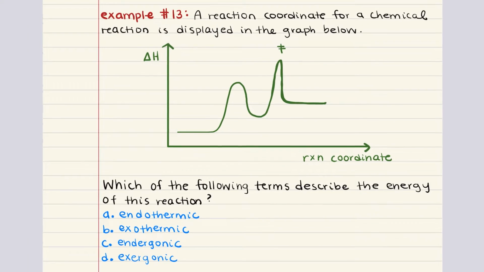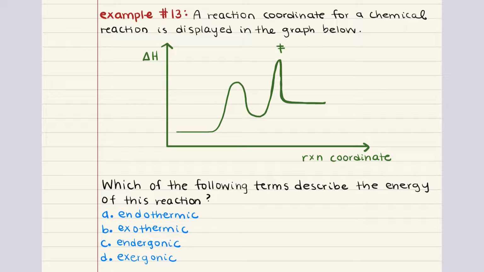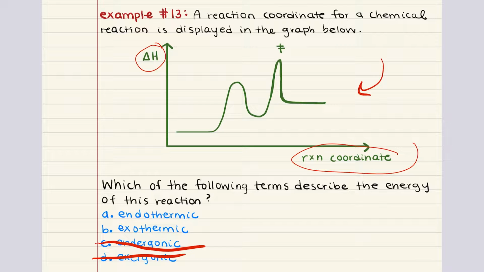Moving on to problem 13. Problem 13 says a reaction coordinate for a chemical reaction is displayed in the graph below. Which of the following terms describe the energy of this reaction? Is it endothermic, exothermic, endergonic, or exergonic? Now, C and D, endergonic and exergonic, are terms that relate to the free energy of a reaction. If we look at our figure, our y-axis is change in enthalpy and our x-axis is reaction coordinate. We do not have any information on temperature or entropy, therefore we cannot make any conclusions on the free energy of the reaction, and we can go ahead and eliminate answer choices C and D right off the bat.